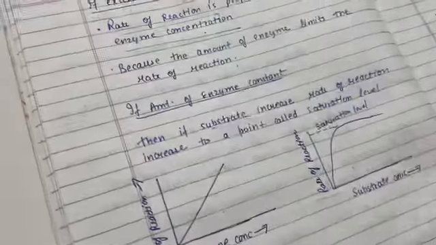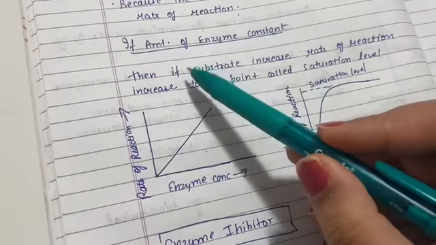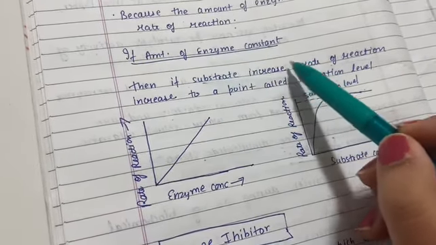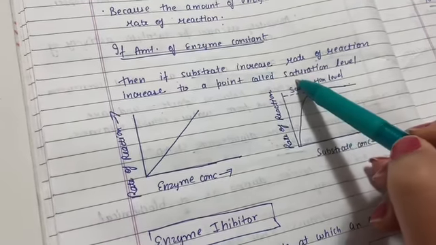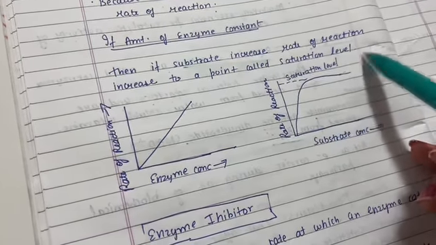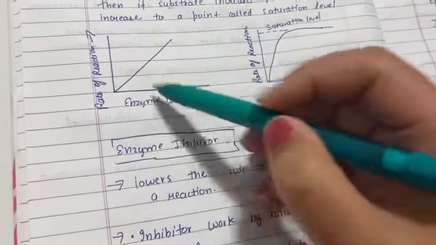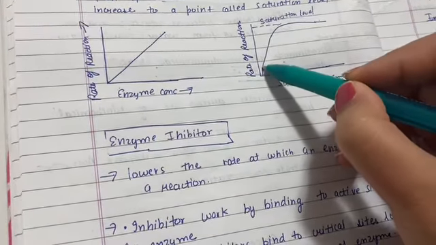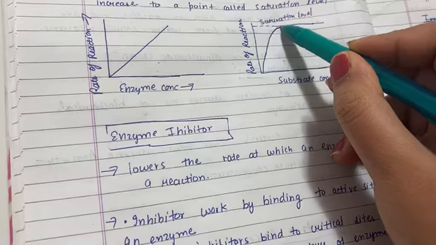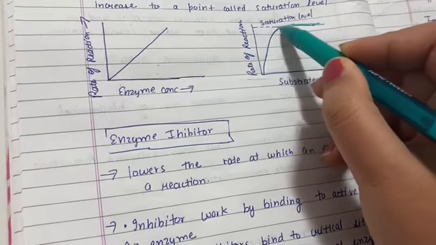If the amount of enzyme is constant, then as the substrate increases, the rate of reaction increases to a point called the saturation level. Here are the graphs. It first increases as the substrate increases and then reaches a point called the saturation level.